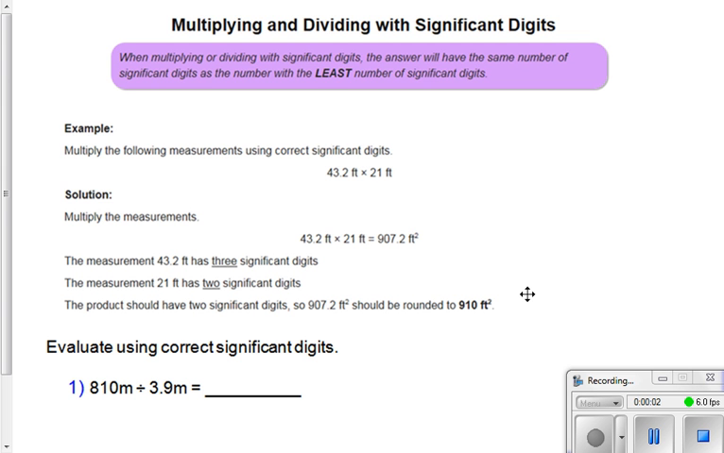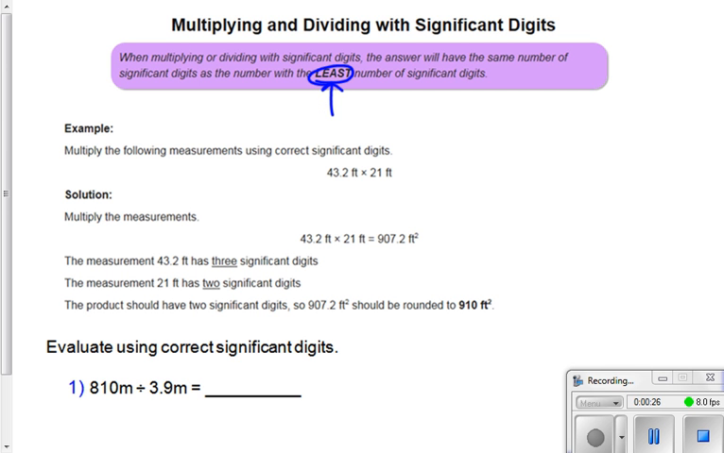Today's lesson is on multiplying and dividing with significant digits. Yesterday we covered the 5 rules pertaining to significant digits and how to determine if something is or is not a significant digit. When multiplying and dividing with significant digits, the answer will have the same number of significant digits as the number with the least number of significant digits.